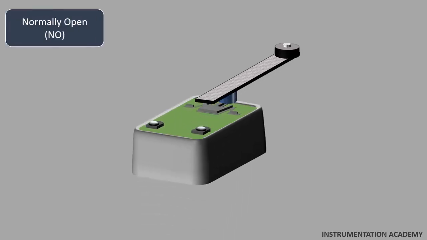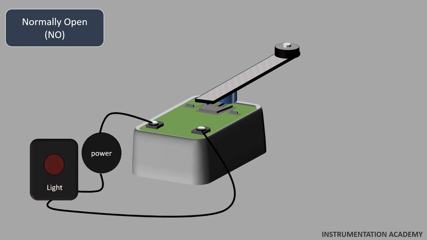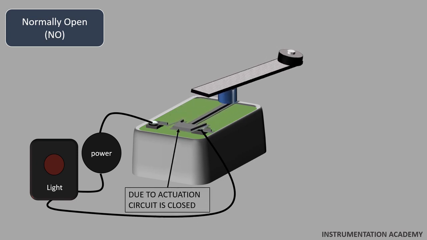Normally open contact. In normally open condition, the circuit connected with the limit switch is not linked with a power supply as the switch is normally open. Let's consider that a limit switch is used to switch on a red light when an object comes in contact with the actuator. Now, when the actuator of the limit switch comes in contact with an object, the switch is actuated and the switch contacts get closed. As a result, the circuit is completed and the red light glows.